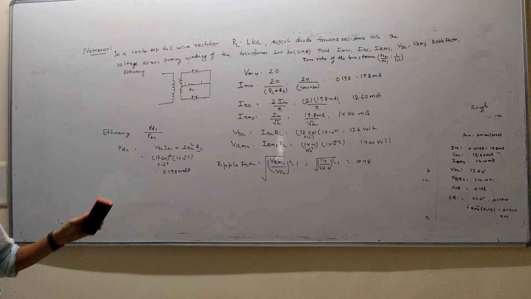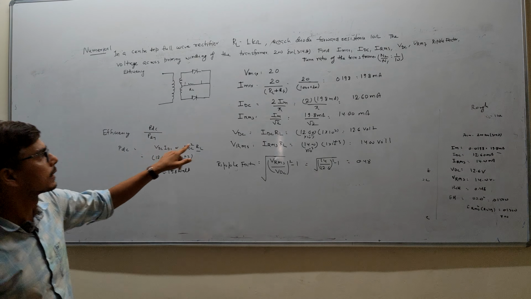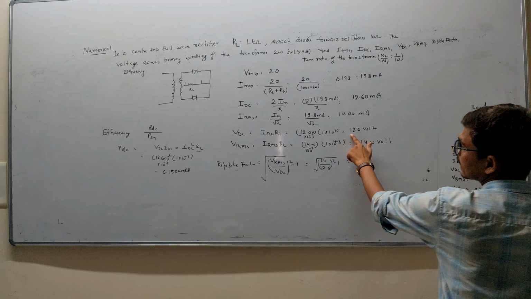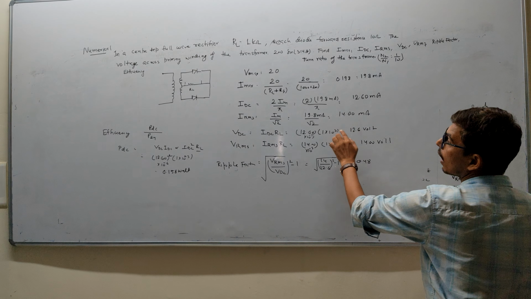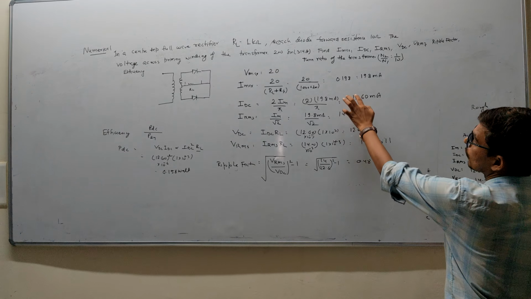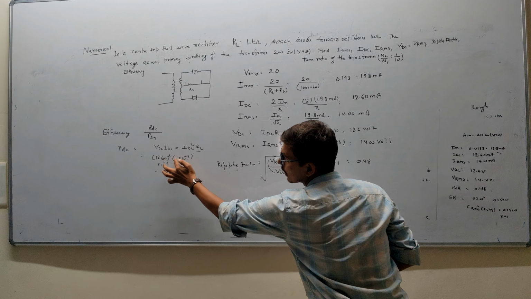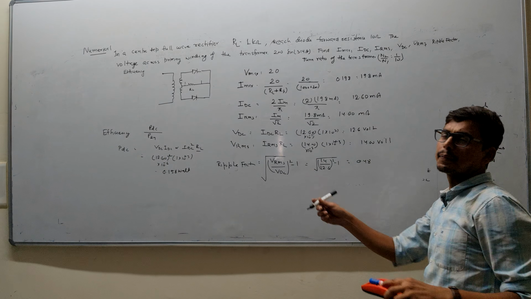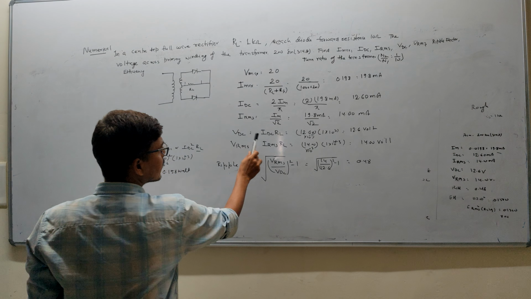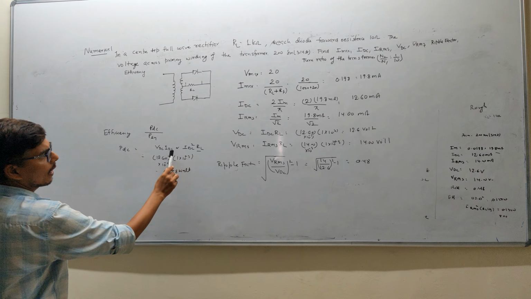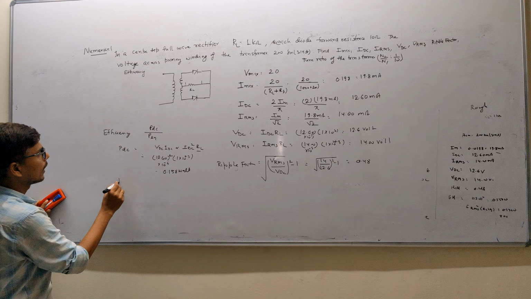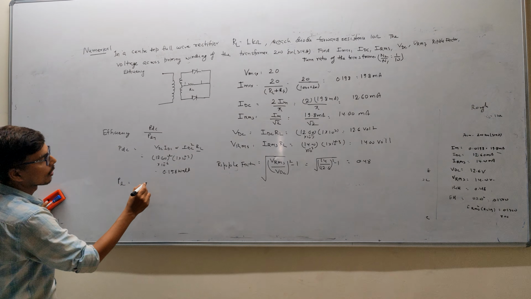No problem. If you calculate VDC into IDC, you get the same result. VDC is 12.6, IDC is 12.6, the same 12.6 square. Both give the same result because VDC is IDC into RL. Same thing I have written. So no problem. Now, P input, the total power input.